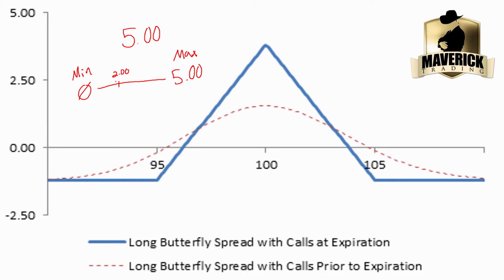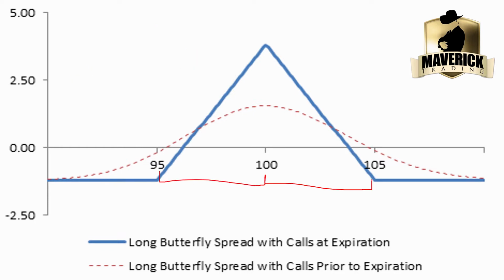If we pay $2, we have 2 of risk and 5 of reward. If we were to pay $3 for the trade, then we have 3 at risk and 2 of reward. If we were to pay $4 for the trade, we've got $4 at risk and $1 of reward. It's always going to be quoted somewhere between its minimum and its maximum value. A butterfly spread works the same way. This is a $5 wide butterfly spread, so it will always trade somewhere between 0 and $5 in value.